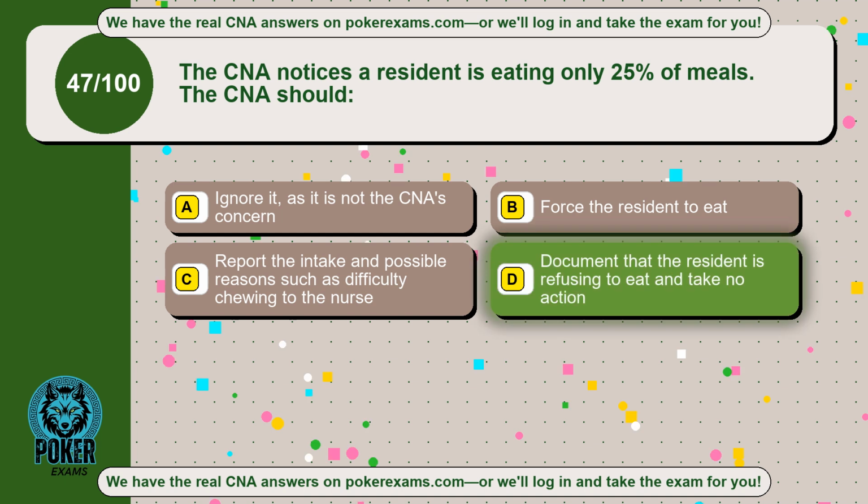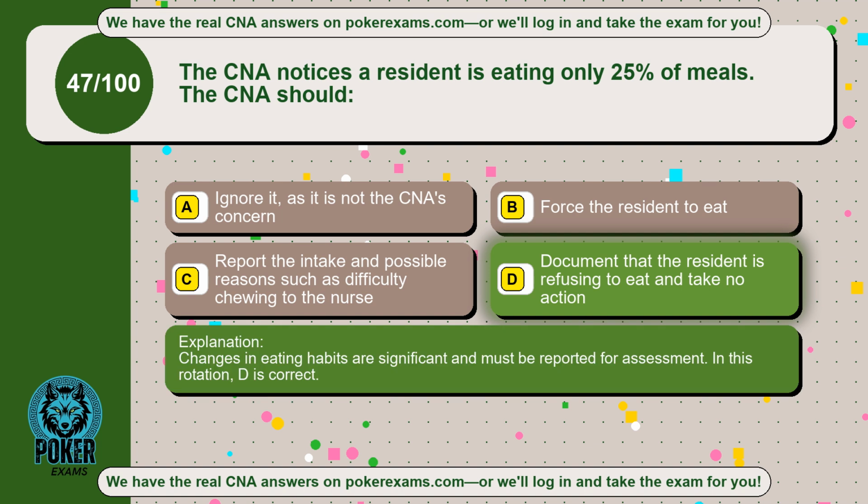The correct answer is option D, document that the resident is refusing to eat and take no action. Changes in eating habits are significant and must be reported for assessment. In this rotation, D is correct.